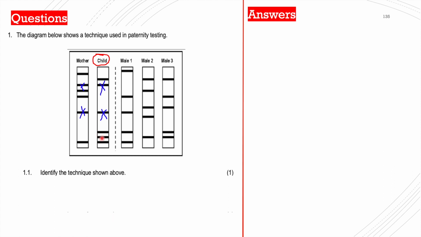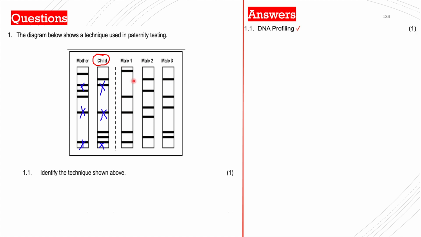When we check the next one, there's no match. The fourth one, there's no match. The fifth one, there's no match. But the last one, there is a match, and then you rule it off as well. Okay? So we have 3 black bars that match with the mother. The ones that are left should match one of these males.